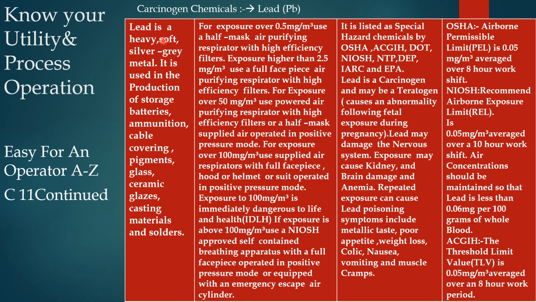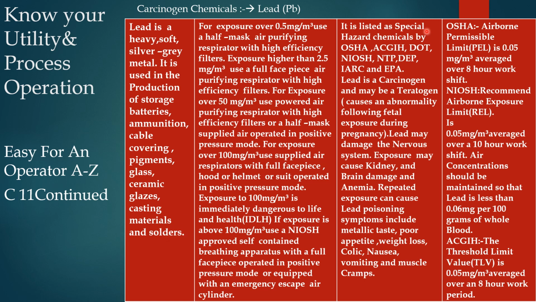Now we can see about lead. Lead is a heavy, soft silver gray metal. It is used in the production of storage batteries, ammunition, cable covering, pigments, glass, ceramic glazes, casting materials, and solder.